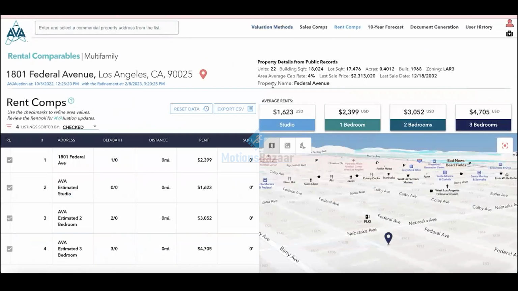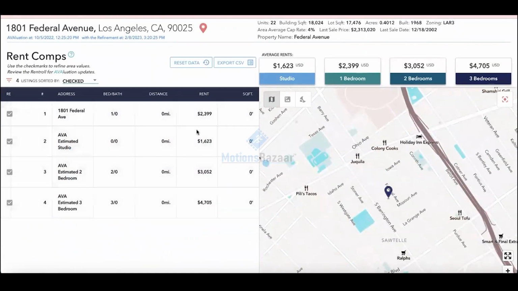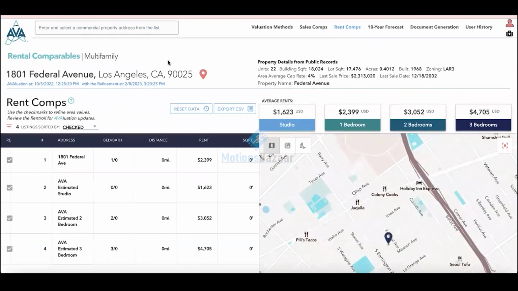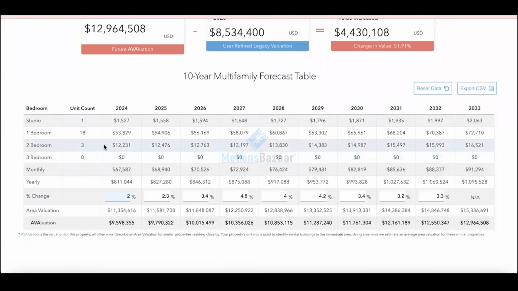So you can look at all the area rent comps. Now, the interesting thing about this, because we know what the rents are for this building because they're published and we can have access to them. So we know what these rents are really doing in real time versus an average. We can also start to forecast out what is this building going to be worth over the course of time.